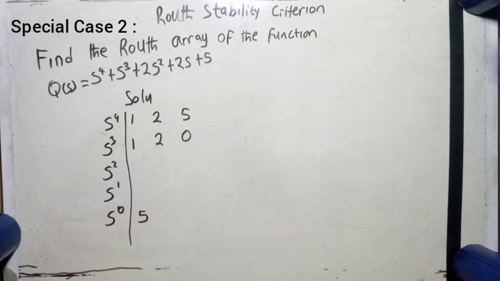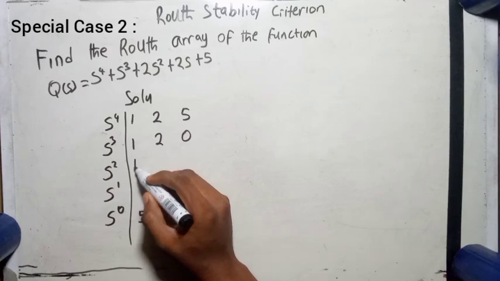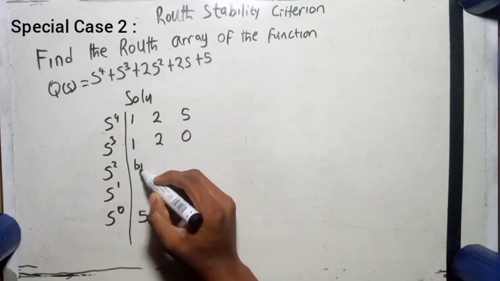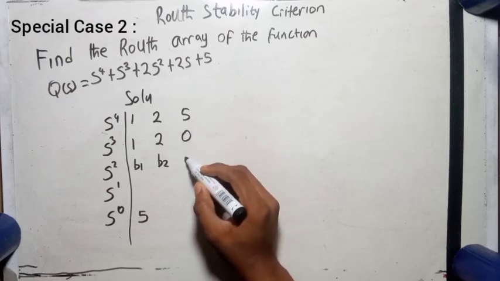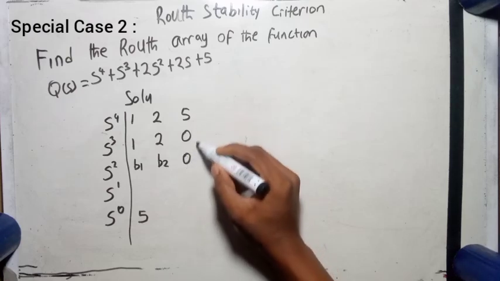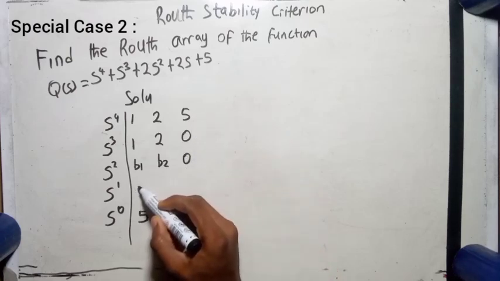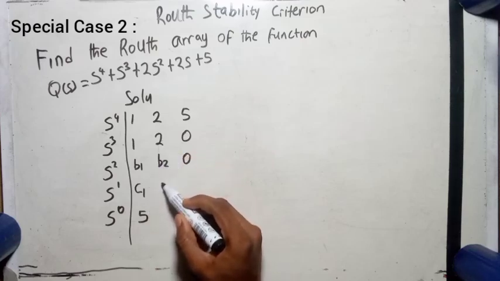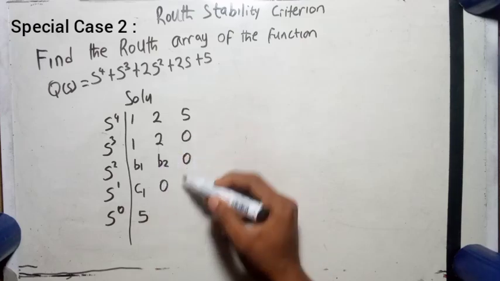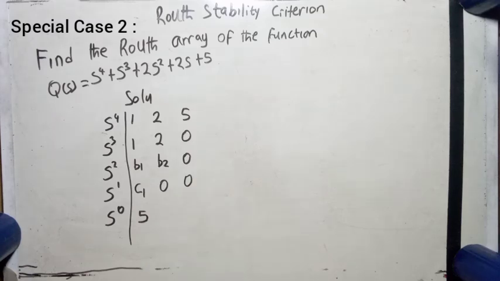Alright? Okay. Now it's left for us to get B1, B2. Then here will definitely be 0, because this is 0. And C1, and here will definitely be 0, because this place is 0. And here 0 too.